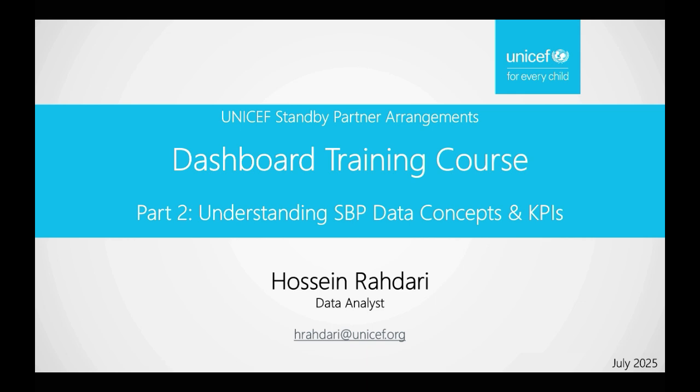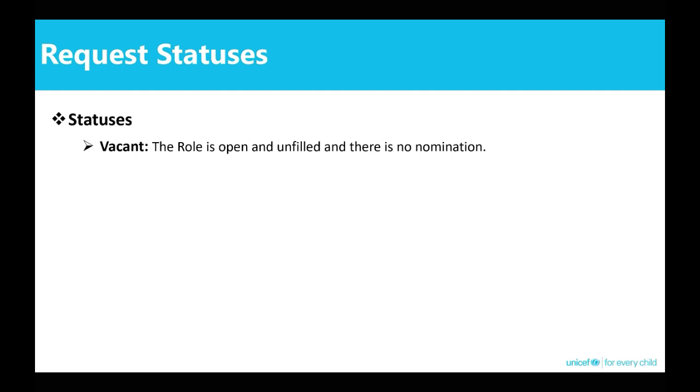We begin this section with one of the most important data points you'll encounter in a Standby Partner Dashboard, the request status. These statuses help us understand where each request is in its life cycle and how it's progressing through the system. The first status is vacant. Vacant is typically the initial status when the Standby Partner desk receives a new request. It simply means the position is open, and in addition, no nominations are currently under consideration, because if a candidate has been nominated and is under review, the status would move to nominated.